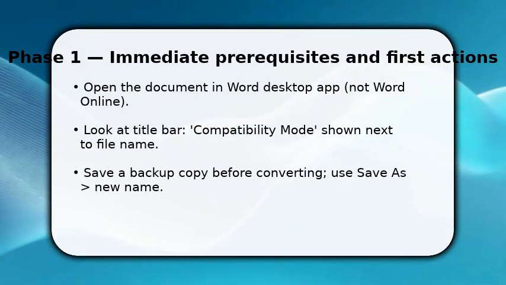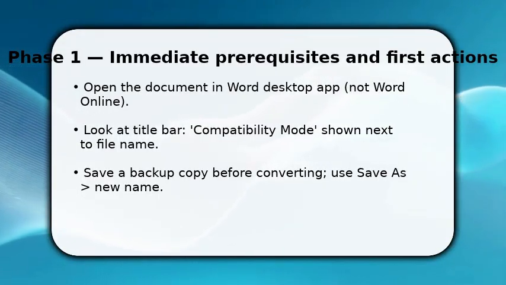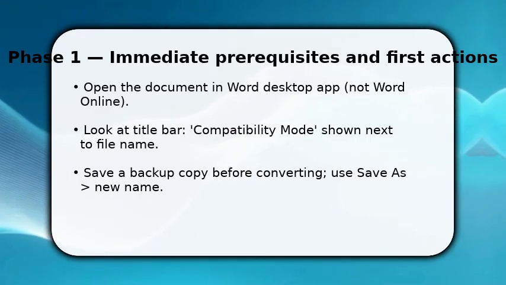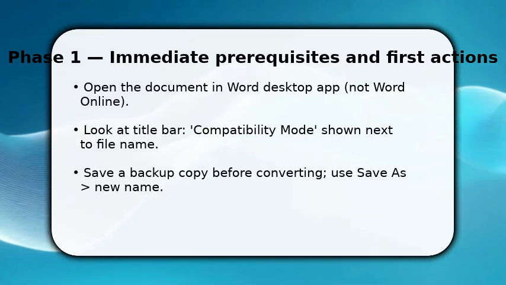You start by opening the file in the Word desktop app so you see the compatibility indicator. Once open, glance at the title bar. Compatibility mode tells you the document uses older file features. Make a backup using Save as right away. You want a fallback if formatting shifts.